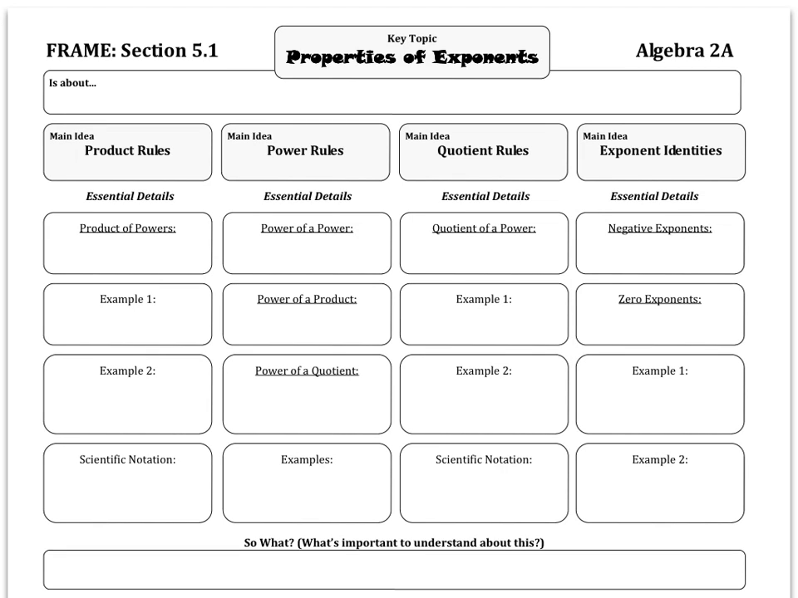Hi class, this is section 5.1, Properties of Exponents, and our notes this chapter are going to look a little different. We're doing them with frames. So Properties of Exponents is about the rules for simplifying expressions with exponents.